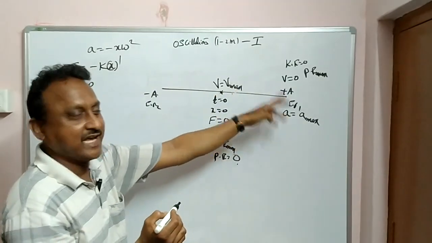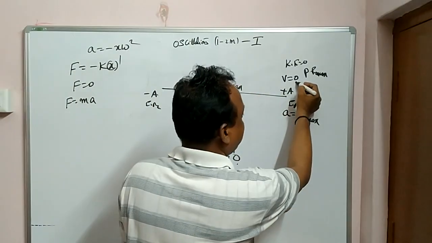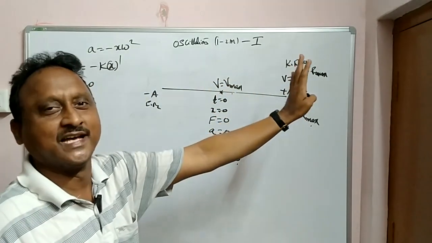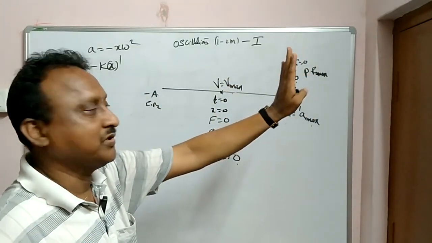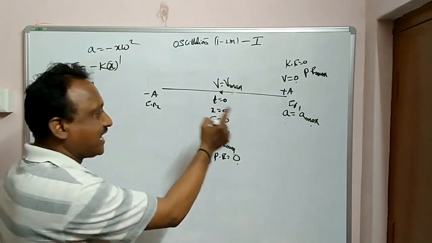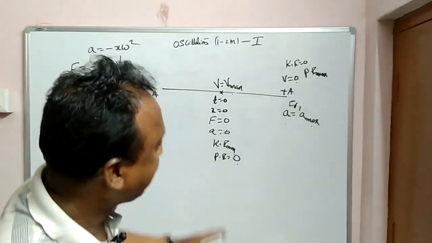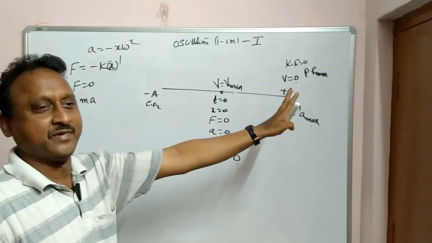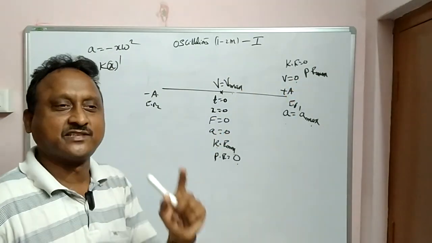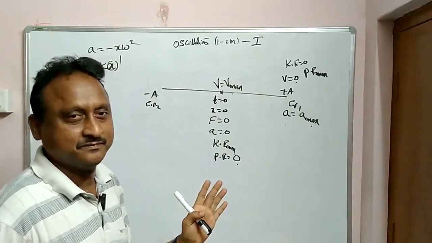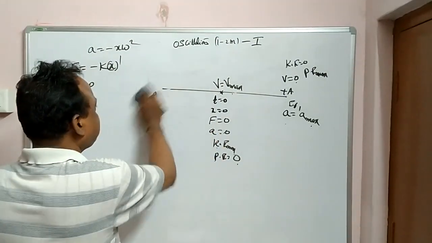In the same fashion, at the highest position, v is 0, a is maximum, so kinetic energy is 0 and potential energy is maximum. You have to learn these points. These are the main things that will be asked in examination bits, even in IPE or in any entrance examination. At what point is acceleration maximum? At what point is velocity maximum? Clear?